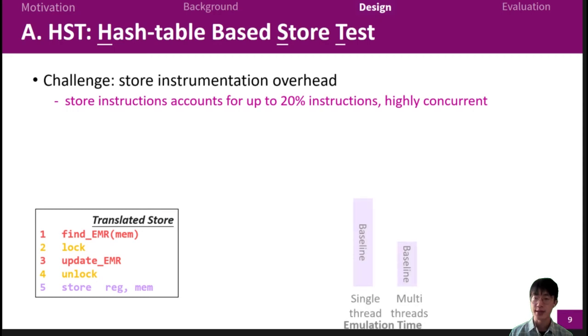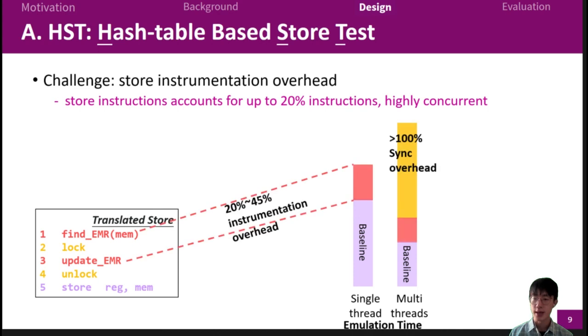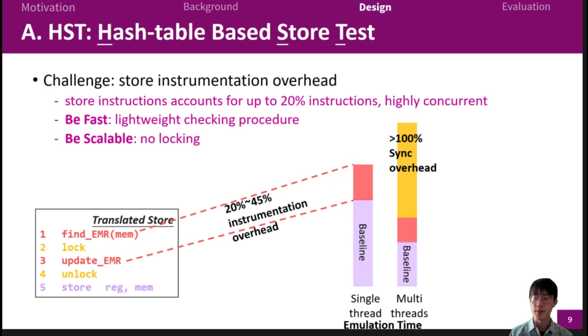The baseline is the execution time without store instrumentation, and we found that instrumenting stores in this way causes up to 45% instrumentation overhead in single thread execution, and causes over 100% overhead due to the locking synchronization. Therefore, the standard exclusive monitor semantic is too slow to be accepted by a dynamic binary translator. Instead, our design has to be fast, which means we should only implement a lightweight checking procedure that only contains a few additional instructions. Our design also has to be scalable, which means we have to avoid locking. Toward this, we propose a lock-free hash table design.